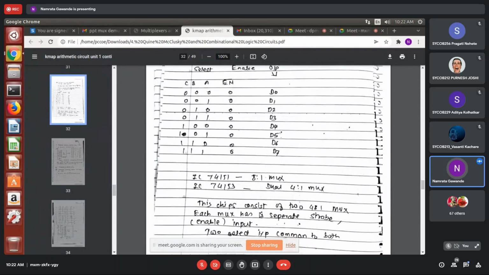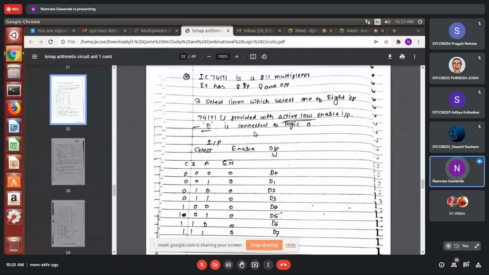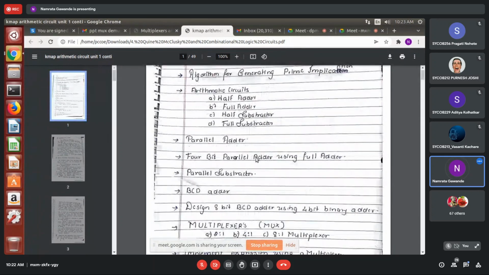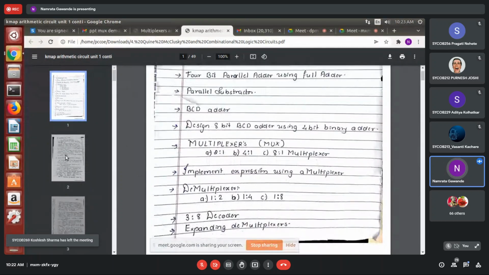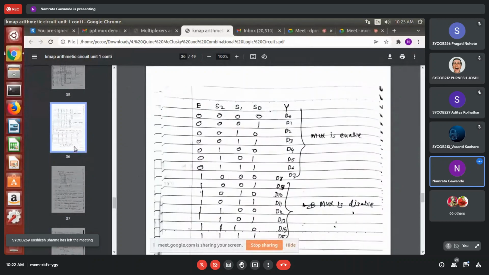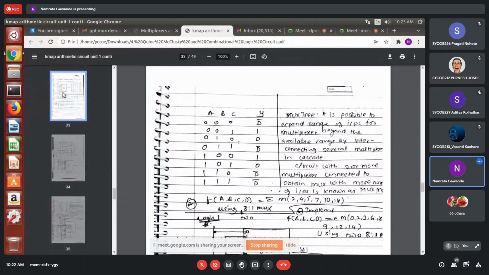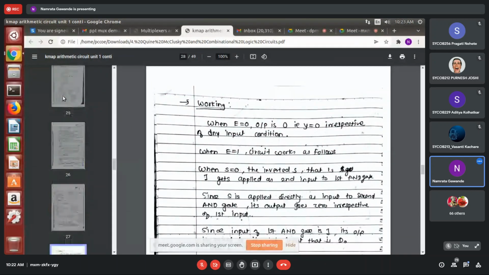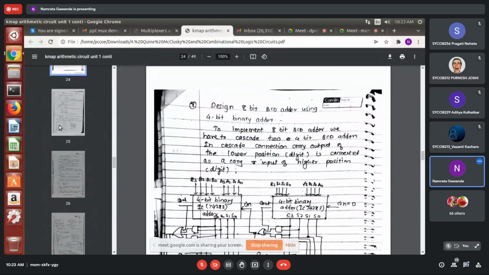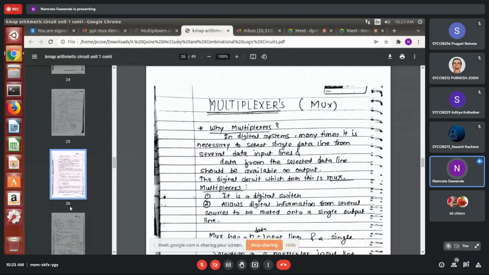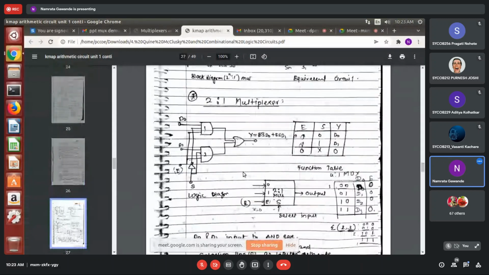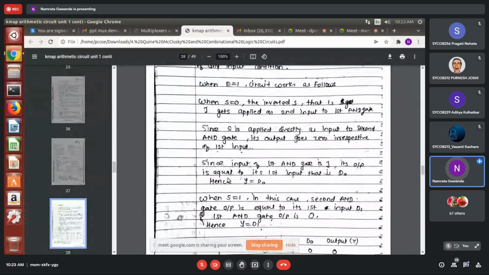I have already shared, I think, this Quinn-McCluskey material along with the combinational circuit. It is provided in this PDF copy. Here you can see this. So here you can go to page number 26, multiplexer, Mux. From that same PDF, you can go through the concept of the multiplexer. Read it. Once you implement this, you will understand this.